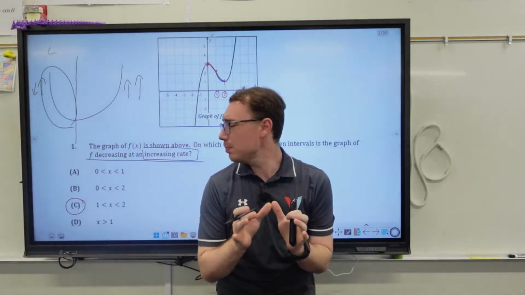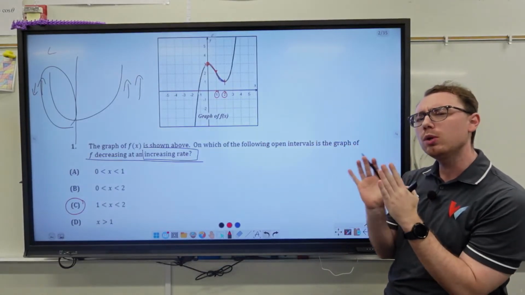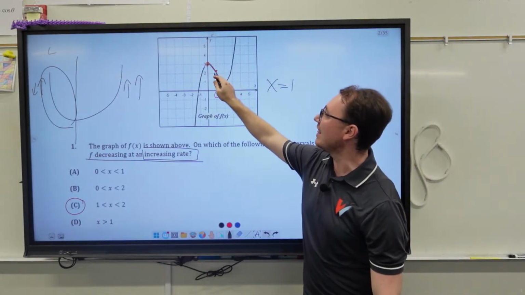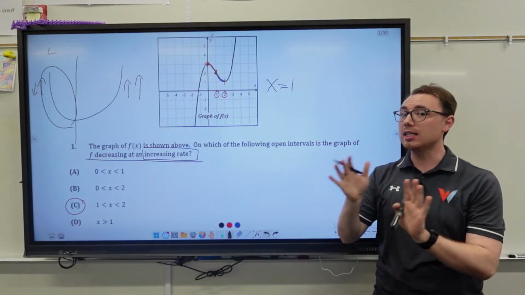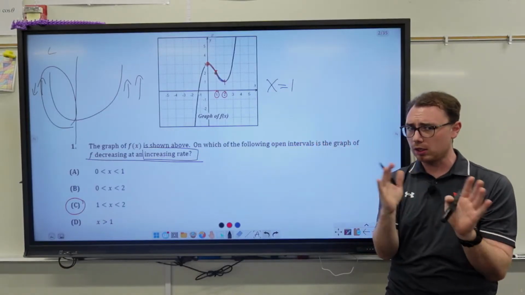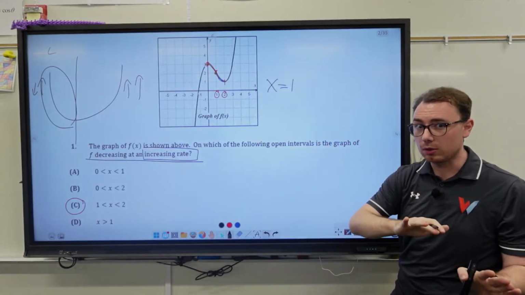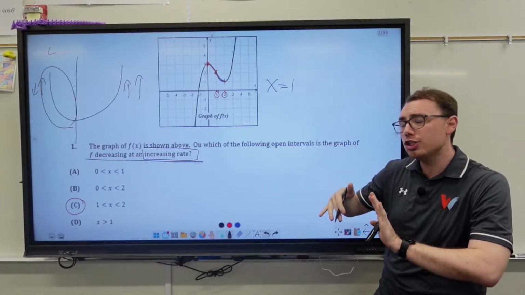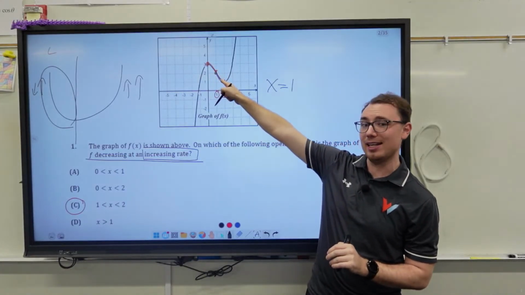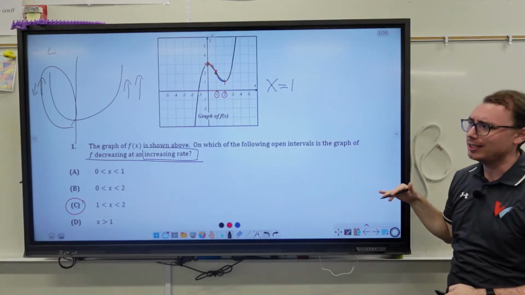The small important aspect here is that we're not including 1 or 2 in that interval. It's between those points. At the specific value of x equals 1, at this location here, it's not decreasing at an increasing rate or increasing at an increasing rate. This is known as an inflection point, where it's not decreasing or increasing at any kind of rate. It's changing between decreasing at a decreasing rate and decreasing at an increasing rate. So in general, our answer here is going to be C for that first problem.